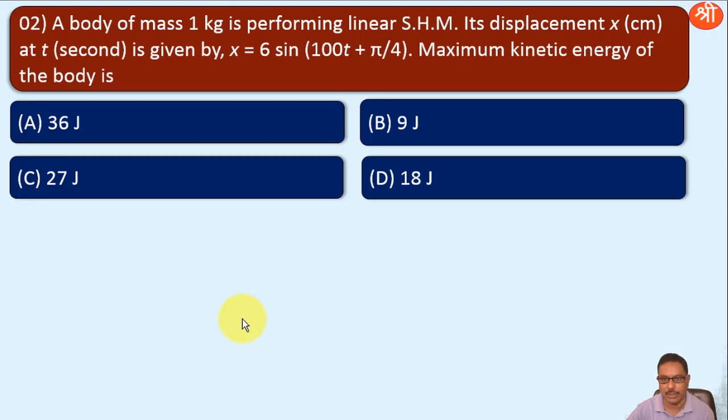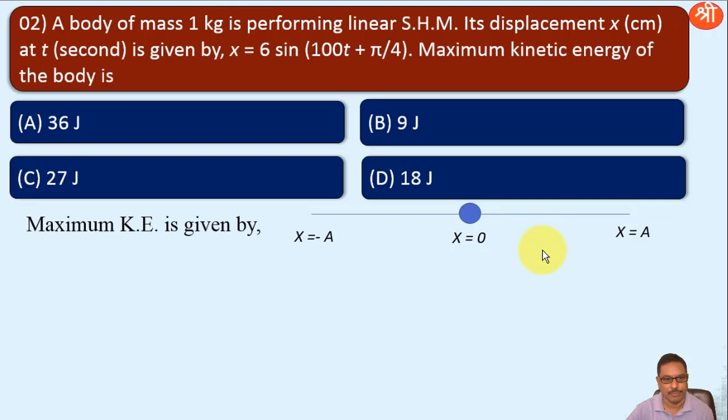We know kinetic energy is half mv square. Therefore kinetic energy depends on velocity because mass is constant, and we know velocity is maximum at mean position. This is the path of linear simple harmonic motion. X equal to 0 is the mean position, and these are two extreme positions. Velocity is maximum at mean position, therefore kinetic energy is also maximum at mean position, and we have to find out that maximum kinetic energy.